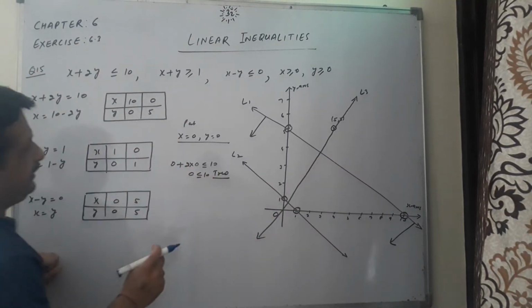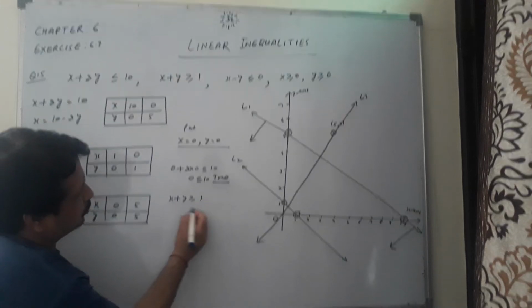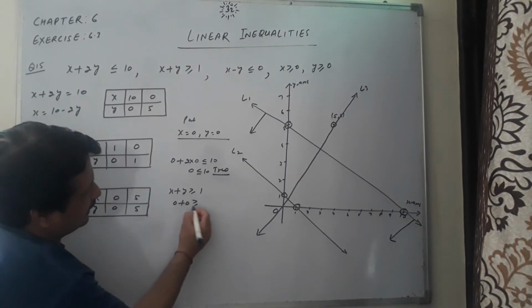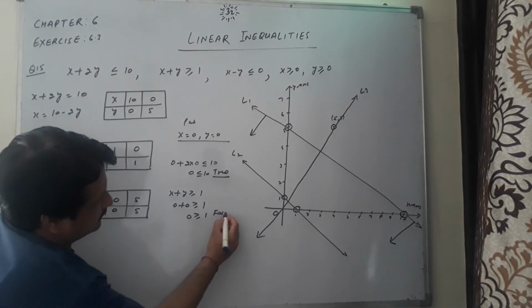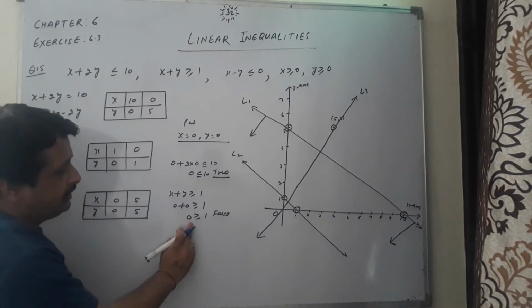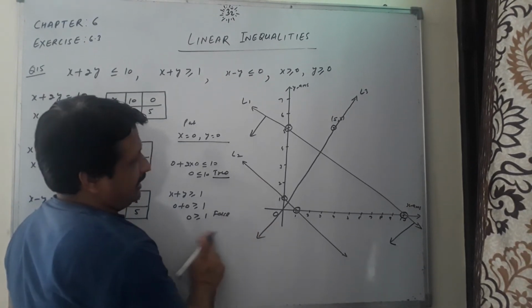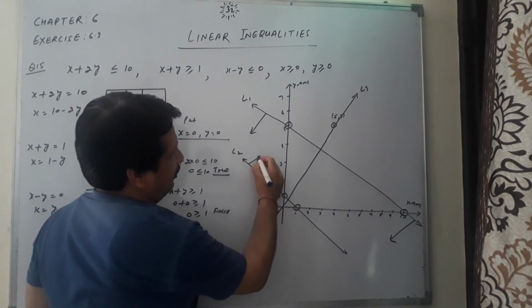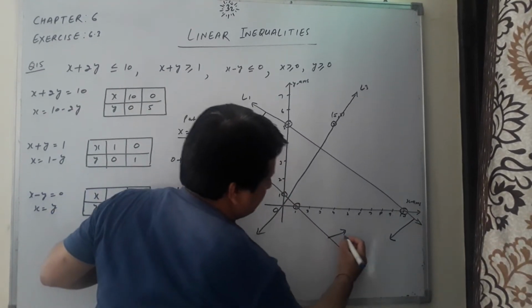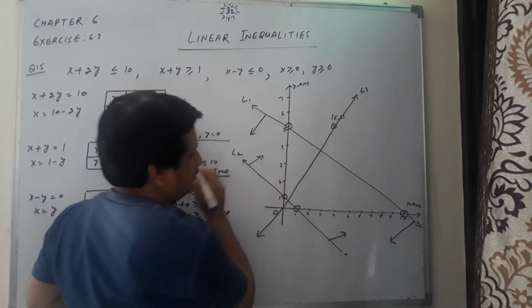Coming to the second one. Now here, x plus y is greater than or equal to 1, means 0 plus 0 is greater than or equal to 1. You know that this is false, because 0 is not greater than or equal to 1. So for line 2, what you will observe, students, is that it will not include the horizon, it will be away from the horizon. It will shade the region away from the horizon.